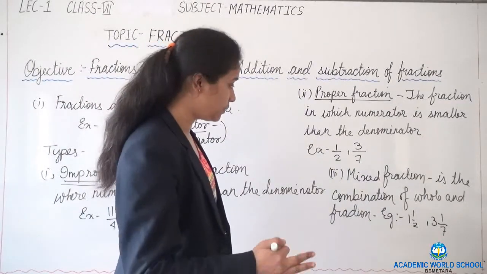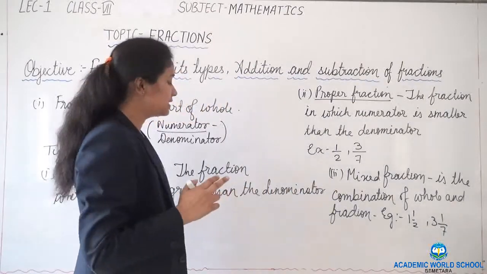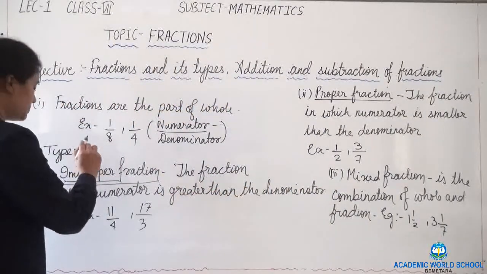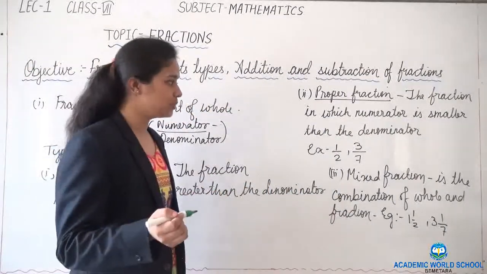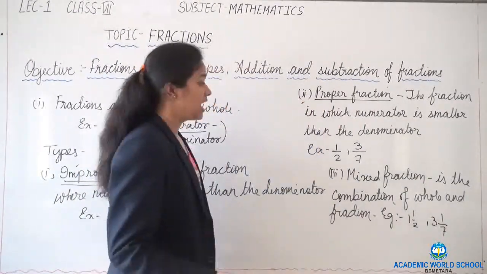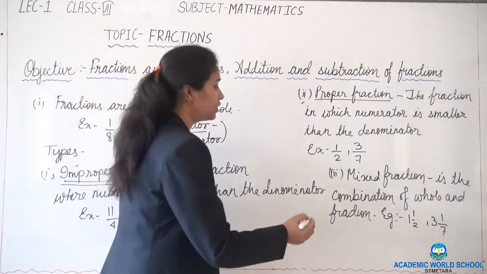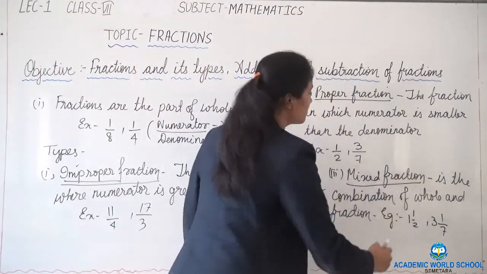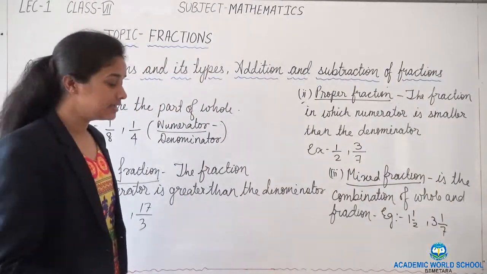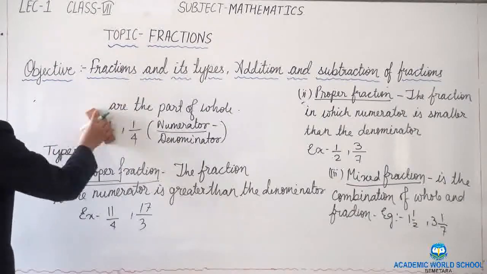So the fraction in which numerator is greater than the denominator, we term it as improper. The fraction in which numerator is smaller than the denominator, we term it as proper fraction. And the fraction which is the combination of whole and fraction, we term it as mixed fraction. The other type of fraction is like fraction and unlike fraction.